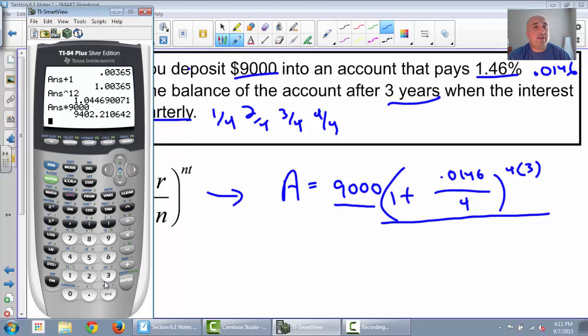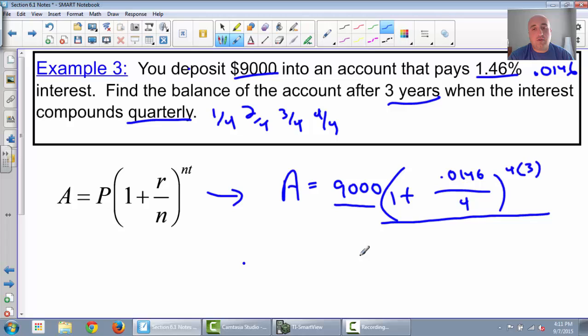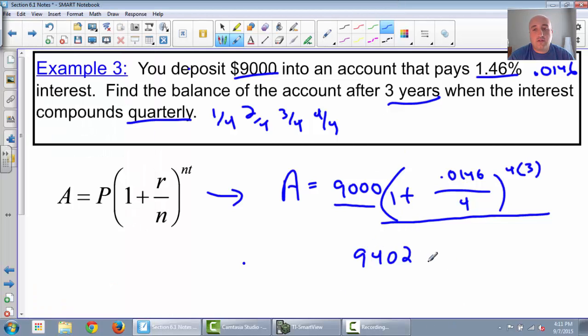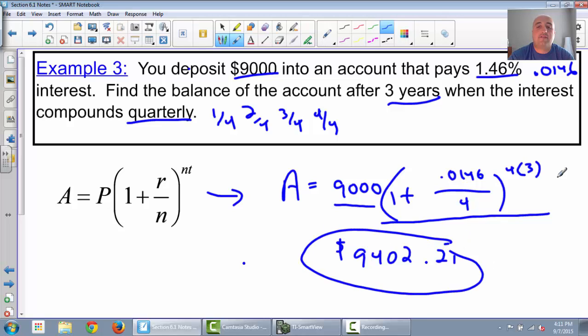So we have 9,402. And how much change do we have? 0.21. No rounding necessary. And this is money, it's a bank account. So we have $9,402.21 if our bank account gives us 1.46% interest after 3 years. And that's assuming you're not putting any more money in there. You're just leaving the 9,000.